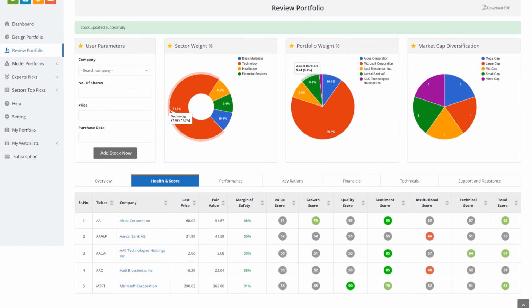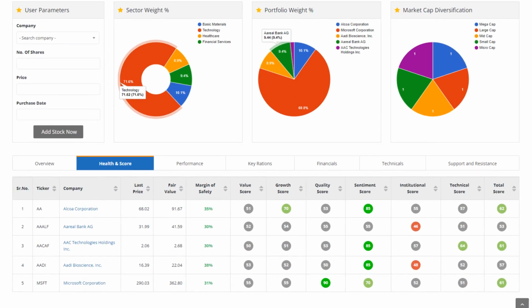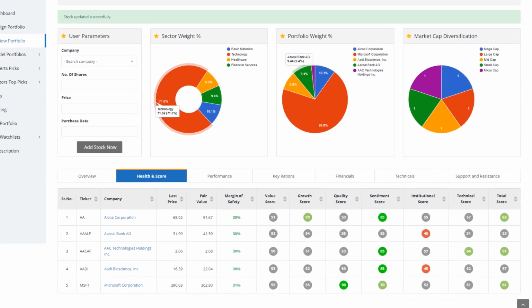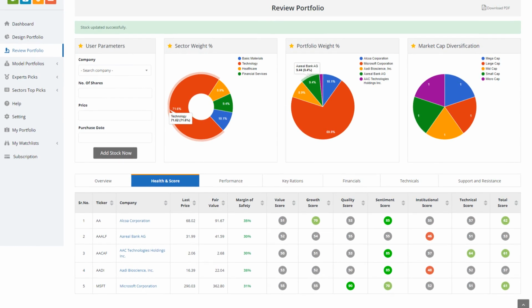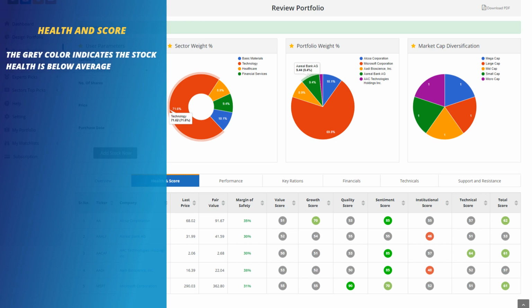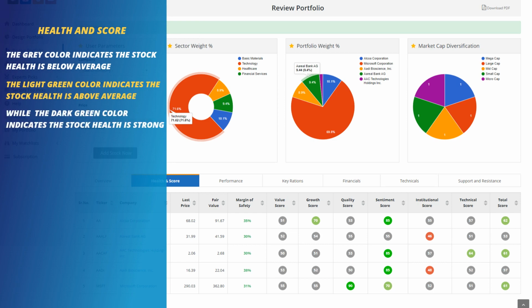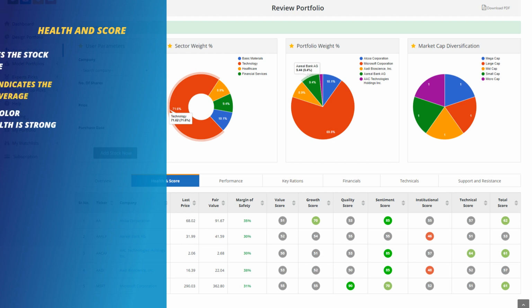From the Health and Score tab, you can review various scores of each stock in your portfolio. These scores are calculated using our high-end scoring method, and they will assist you in evaluating the performance of your existing portfolio. The gray color indicates the stock health is below average. The light green color indicates the stock health is above average, while the dark green color indicates the stock health is strong. Let me explain the scoring levels in a bit more detail.